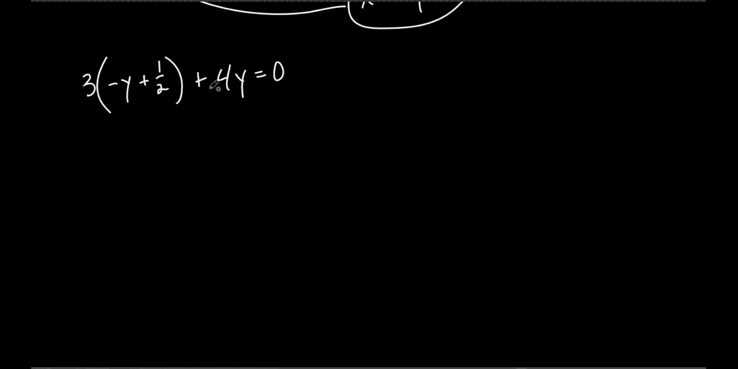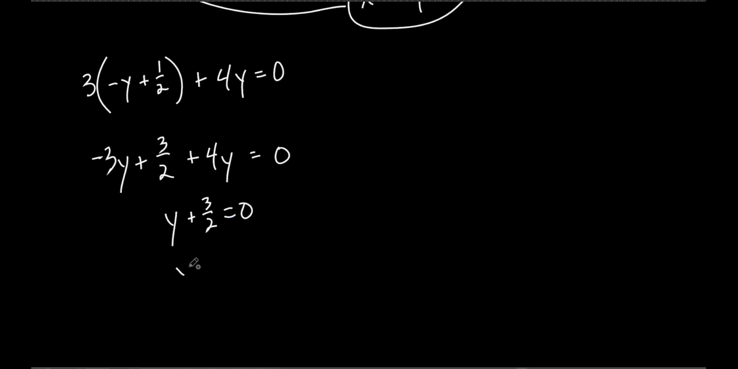It's going to be a little ugly with fractions, but it's not going to be that hard. So here we go. Let's multiply. That's negative 3y plus 3 over 2 plus 4y. This comes out super easy. That fraction didn't even bother us. Watch. Negative 3y plus 4y, what's that? That's 1y, right? Plus 3 over 2 equals 0. So y equals negative 3 over 2. So we were all worried about nothing.